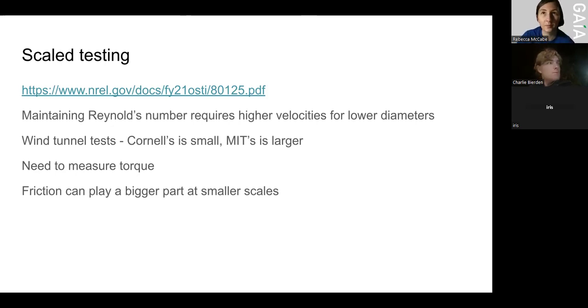And one word of warning with any sort of scaled down testing is that friction of the setup, like if you've got bearings or whatever, at small scale can play a more dominant role than you would expect compared to a large scale. And so just be careful that you're not unintentionally biasing the test with the effect of some aspect that would not fully be present at larger scale, like additional friction in a drivetrain.